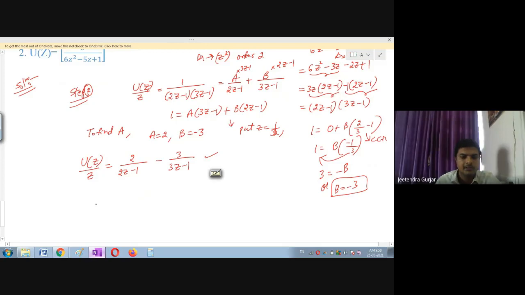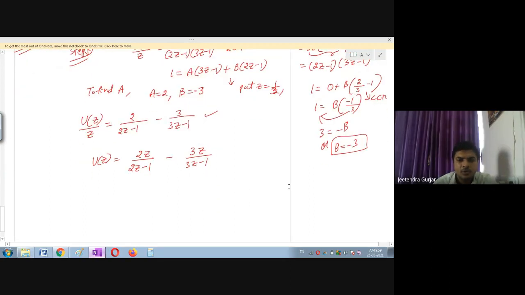Now you are going to take U of Z. So U of Z is equal to 2Z divided by 2Z minus 1 minus 3Z divided by 3Z minus 1. So I cannot simplify this directly. I cannot put the formula in this step because we don't have any formula in the numerator. There is no formula like 2Z or 3Z. So I don't want this coefficient 2 and 3. What should I do, students? Please tell me.